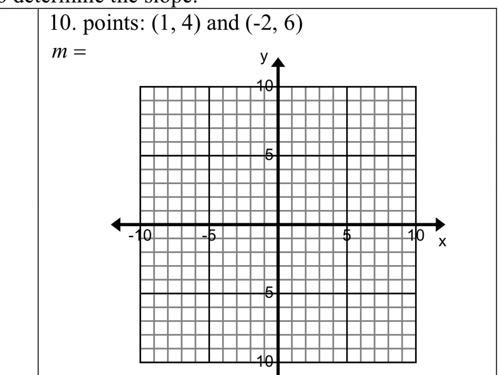All right, what about 10? Let's go ahead and graph these. Okay, please do this. So 1, 4, and then -2, 6. Let's graph these. Oh, that's pretty good. All right, good luck.